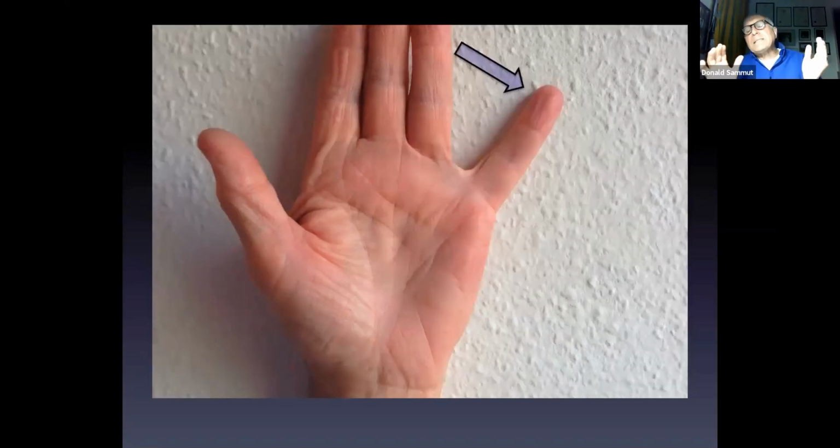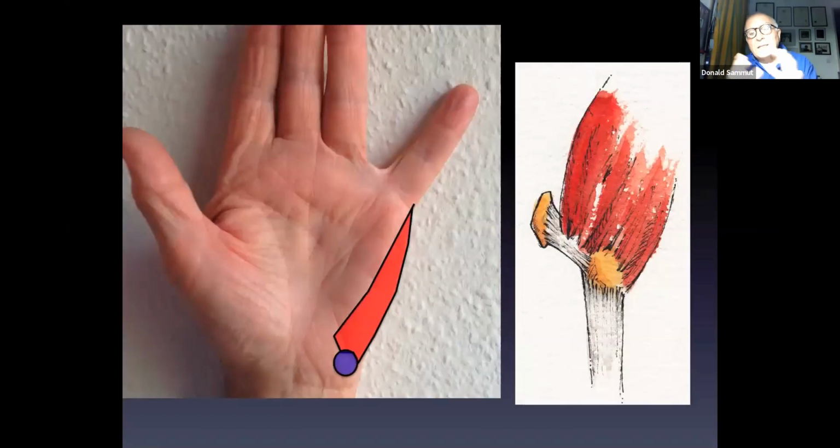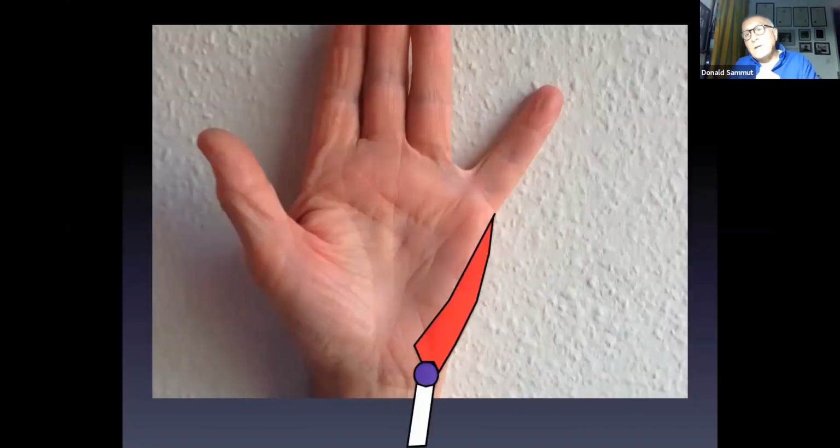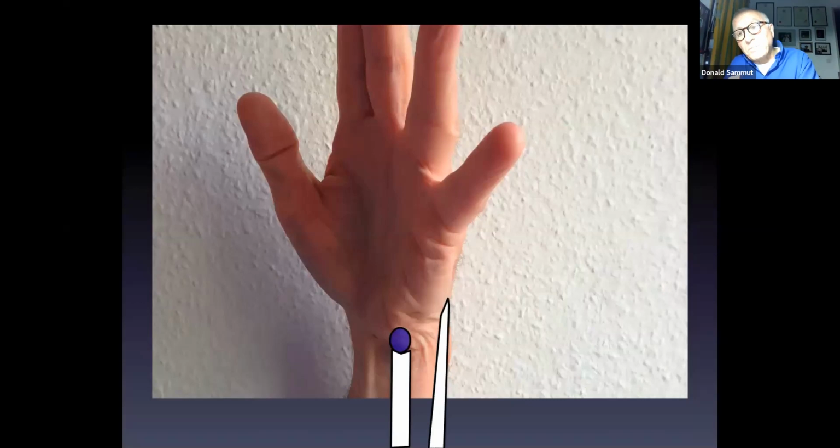Let's take the simplest action that we can imagine, abduction of the little finger. What causes this? Abductor digiti minimi. Where does it come from? It comes from the pisiform. So in order to make that contraction more efficient, we need to stabilize the pisiform. How do we do this? We contract our flexor carpi ulnaris. But if we did that, our wrist would flex. And so to counteract it, we contract extensor carpi ulnaris.